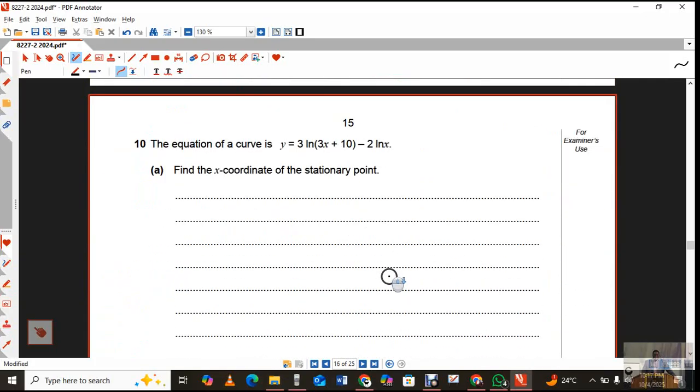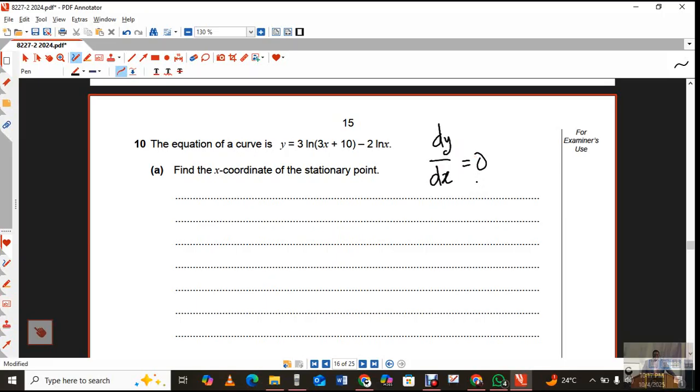Good, let's continue. Question 10. They say the equation of a curve is y equals the natural log of 3x plus 10 minus 2 times the natural log of x. Find the x coordinate of the stationary point. What does that mean? This means that dy/dx is equal to 0.